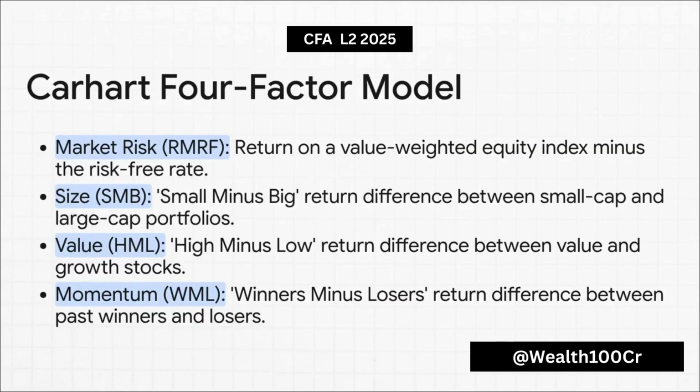Let's make this real with a classic example, the Carhart 4-factor model. It starts with the market risk factor we all know and love, but then it adds three new, really interesting dimensions. First, you've got size, or small minus big, which captures that historical tendency of smaller companies to outperform the big guys. Then there's value, high minus low, which is all about the premium you get from investing in kind of boring but cheap companies over those expensive, flashy growth stocks. And finally, there's momentum, or winners minus losers, which is based on the idea that stocks that have been going up tend to keep going up, at least in the short term.